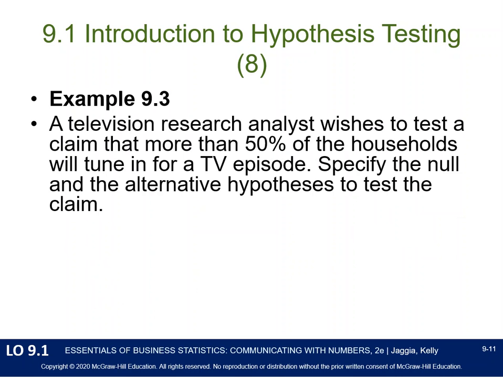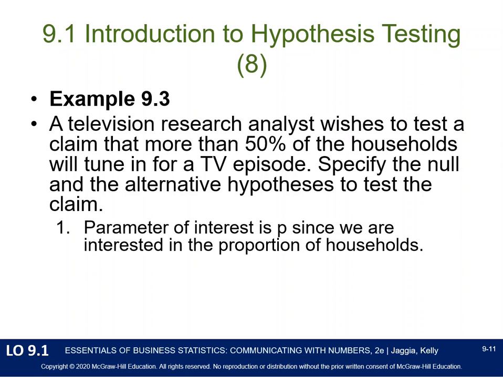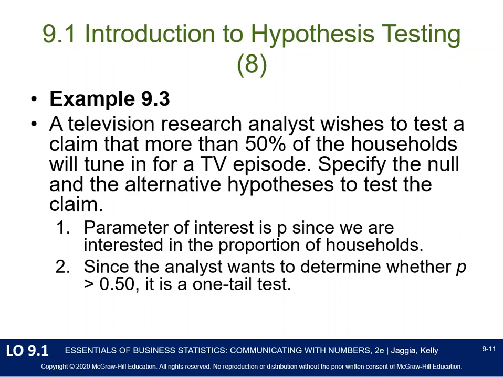Now in this example, we're told that a television research analyst wishes to test a claim that more than 50% of the households will tune in for a TV special. So let's go through and look at this now. Here we're looking at the probability that more than 50% of households will tune into this TV special. Since we are looking at a greater than or more than, this is just a one-tailed test. And then our null hypothesis is that the probability is less than or equal to 50%. Therefore, the alternative is that the probability is more than 50%.